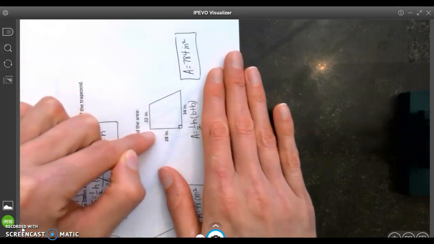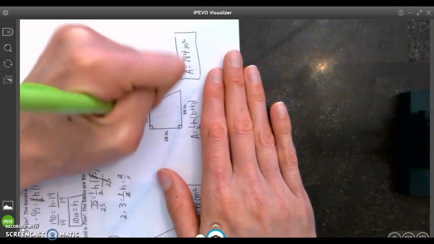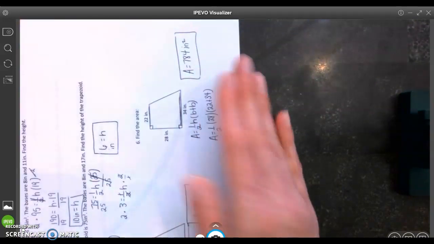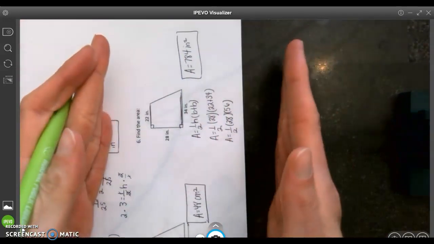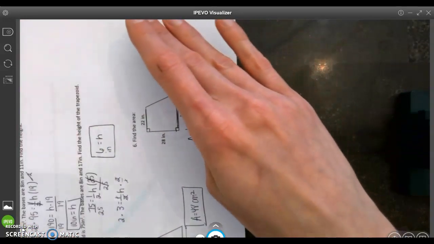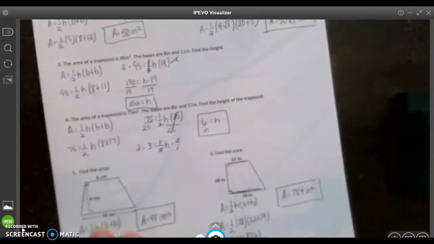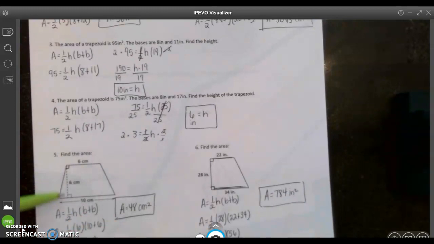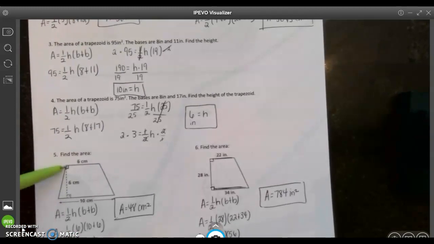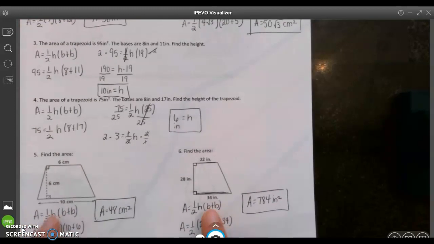28 is the height because it forms a right angle with these two segments, and the two bases have to be across from each other. I don't think that will ever be an issue in any of the problems that you see, but just remember that you have to have that right angle touch both of the bases. And then wherever you have those two right angles, those are your two bases. So just be careful with that, but I really do think all of the orientations will look exactly like this.